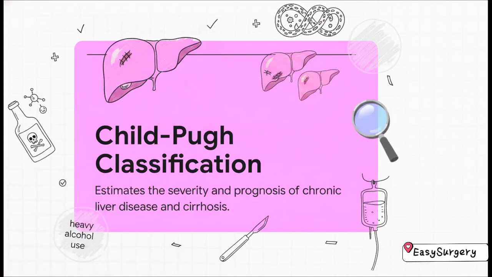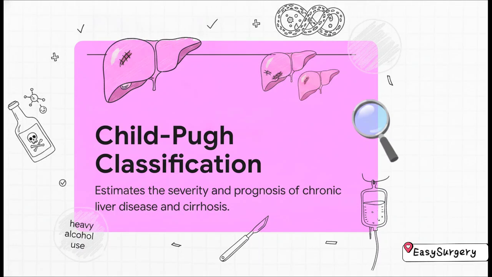All right, part 1, classification. So let's lay down the blueprint. What exactly is the Child-Pugh classification? Simply put, it's a standardized, proven system we use to estimate the severity and prognosis of chronic liver disease and cirrhosis. Imagine a patient with a history of heavy alcohol use or chronic hepatitis who suddenly needs an operation.